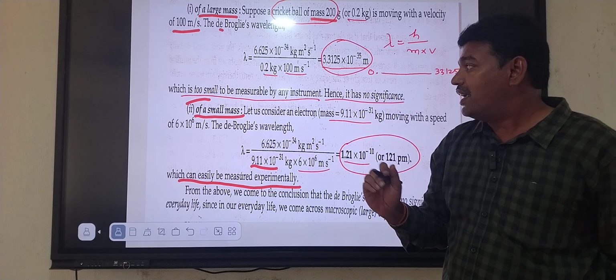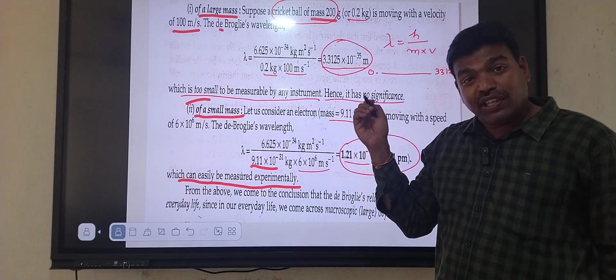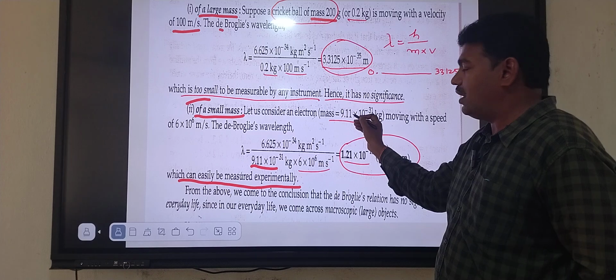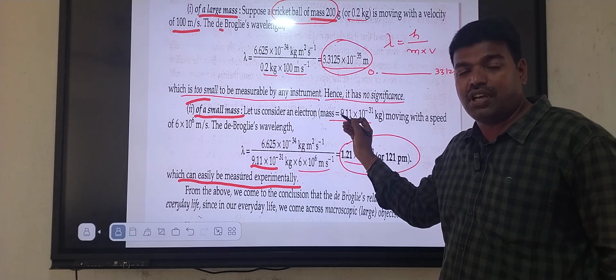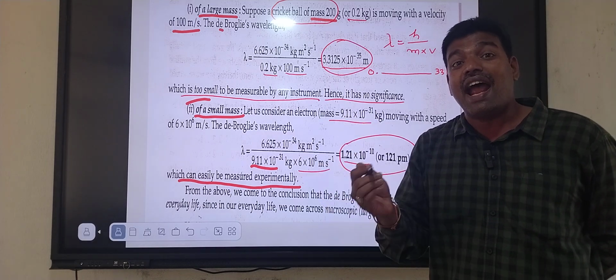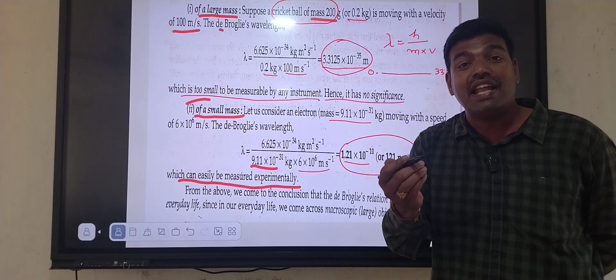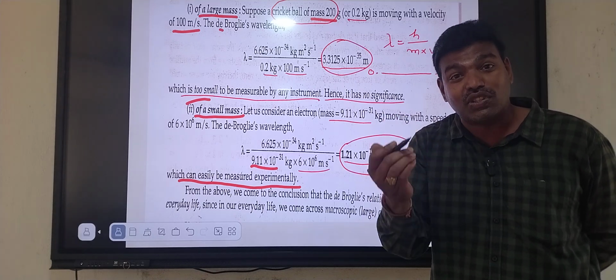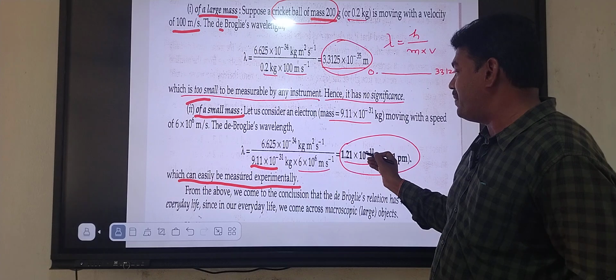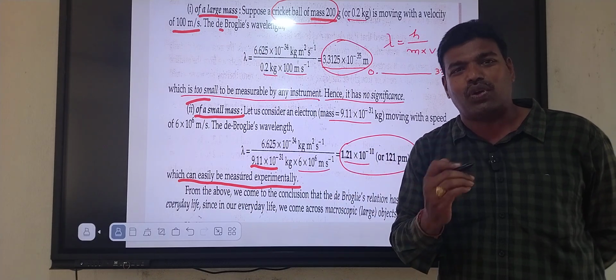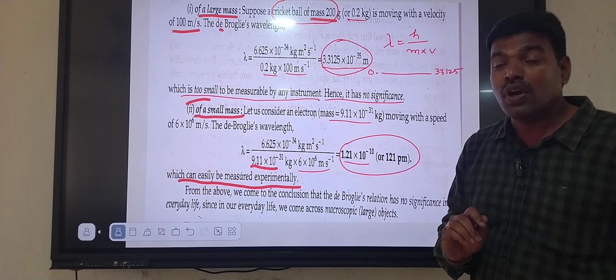Okay? Right. And the electron is a microparticle which is associated with wave nature, and the wavelength of this electron wave can be measured with the greatest accuracy.